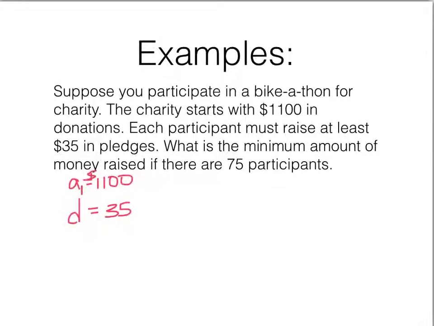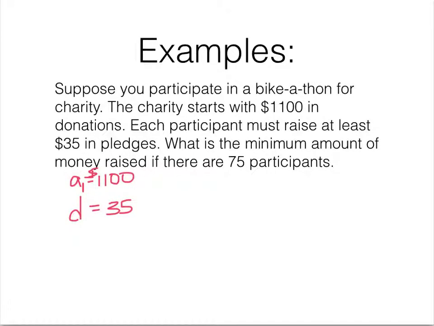And we have our number of terms, which, don't let that one confuse you. Your number of terms here is going to be 76. Because if 0 participants at the first term is $1,100, then the number of terms we're dealing with here is 76. Because if $1,100 is no participants, and we have 75 participants, we're going to be going up 76 steps.